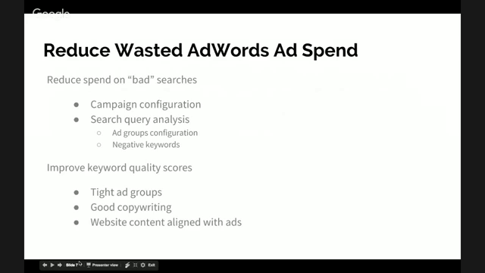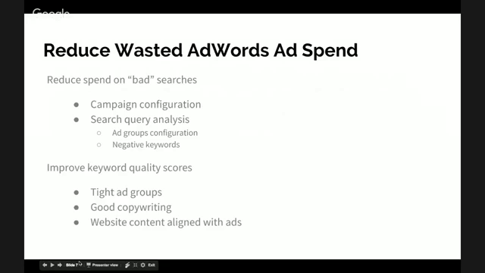Okay, so now that we're tracking conversions, and understanding our web conversion rate and our cost per click, now let's talk about how we can reduce the cost of AdWords. And there's really just a couple ways to do that. The first is to reduce spending on bad searches. And that has a lot to do with your campaign configuration, as well as utilizing the search query analysis to help you configure your ad groups and add negative keywords.